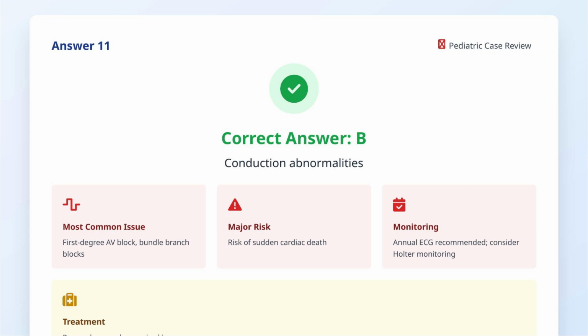Conduction abnormalities. Cardiac conduction defects are the most common and concerning cardiac manifestation of myotonic dystrophy, including first-degree AV block and bundle branch blocks. These abnormalities can progress to complete heart block or ventricular arrhythmias with risk of sudden cardiac death. Annual electrocardiograms are recommended, with consideration of Holter monitoring in symptomatic patients.